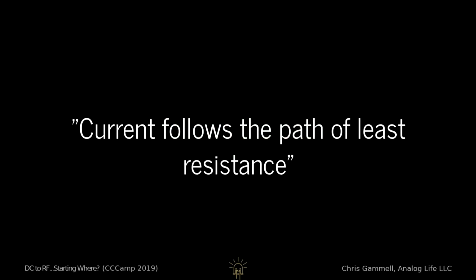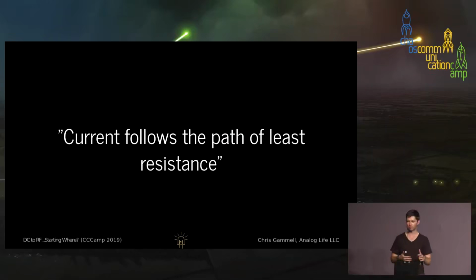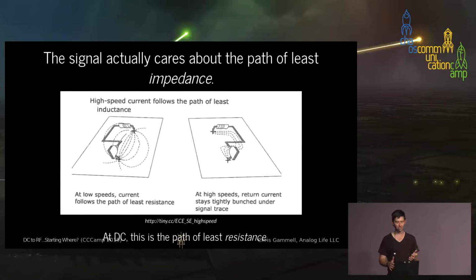Another assumption here, current follows the path of least resistance. This is a well-known thing, I suppose, but it really cares about impedance. It doesn't care about resistance. What this is showing is that if you have a meandering path, a squirrely trace going through a resistor, you might think the current would flow back to the source directly, right?